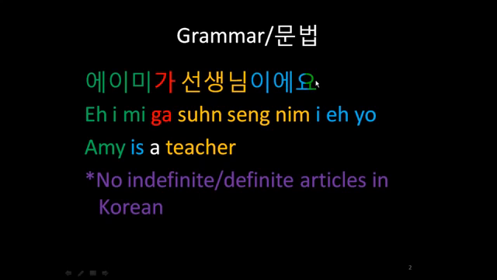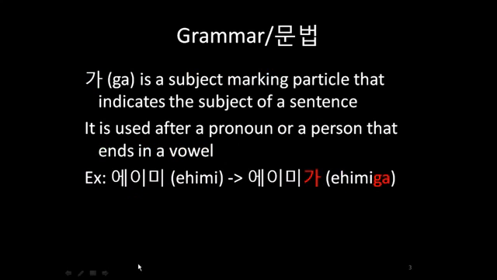We know that 이에요 means is in this context. 선생님 means teacher and Amy means Amy. Remember, there are no indefinite or definite articles in Korean. So the only concept that is new in this sentence is 가. 가 is a subject marking particle that indicates the subject of a sentence. It is used after a word that ends in a vowel. So for example, Amy plus the subject marker will be Amy가.